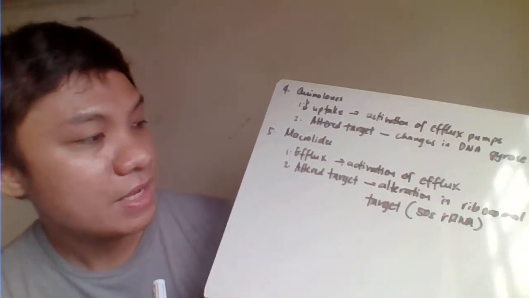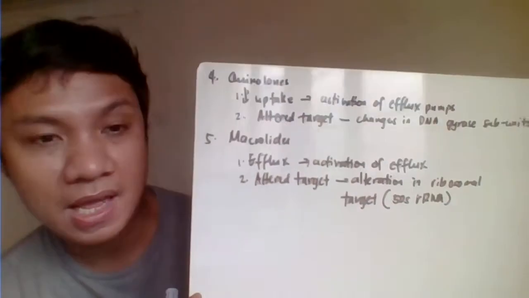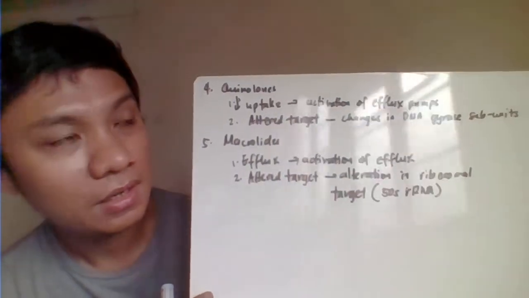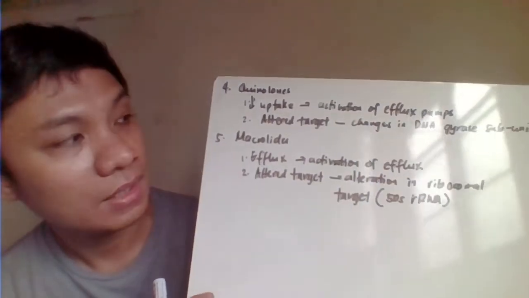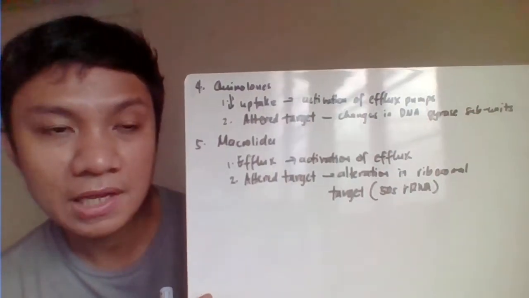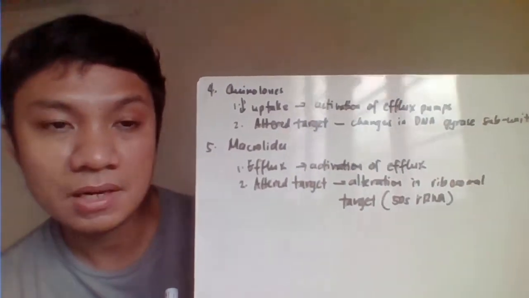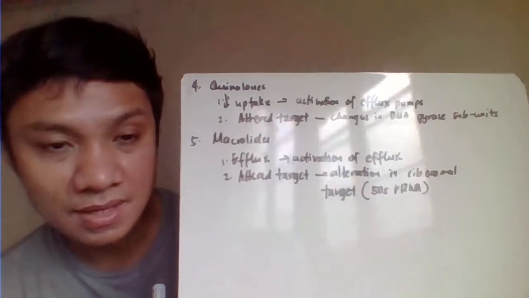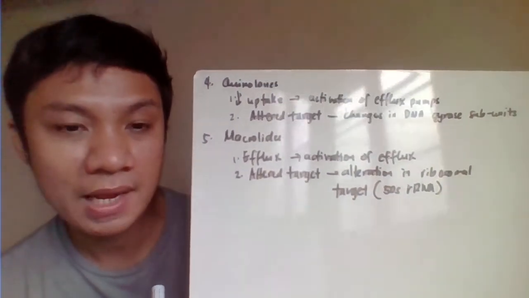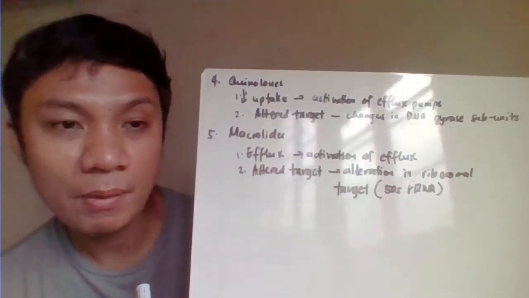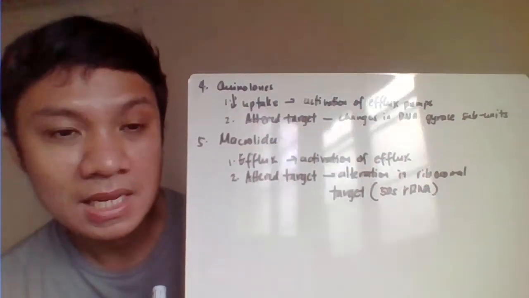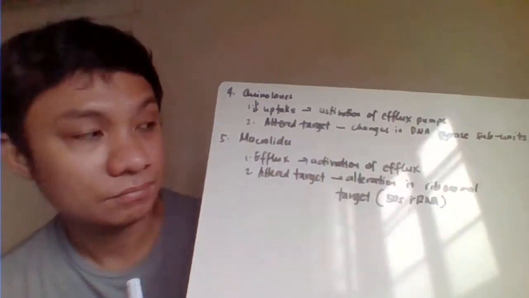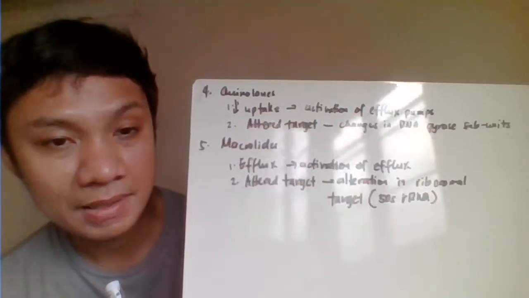Then we have also your altered targets. The target of your quinolones is the DNA gyrase. So bacteria try to modify that enzyme. And therefore, it will not be recognized by your quinolones, and they cannot bind and inhibit the activity of that enzyme. And therefore, the bacteria cannot be killed.